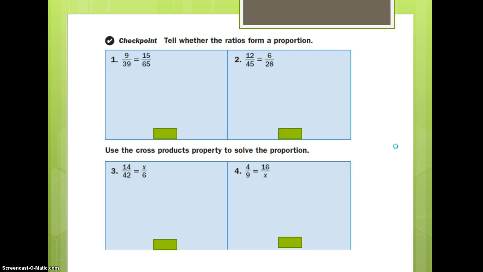You are going to pause the video and try numbers 1 through 4. For number 1, you are going to tell whether the ratios form a proportion. So this is a yes or no. Remember that if they simplify to the same fraction, they form a proportion. Or you can also do cross products by multiplying the diagonals, and if you end up with the same number when you multiply the diagonals, they do form a proportion. Try 1 and 2.